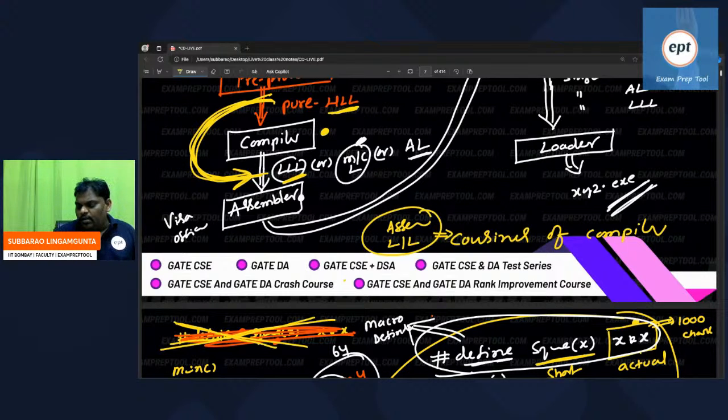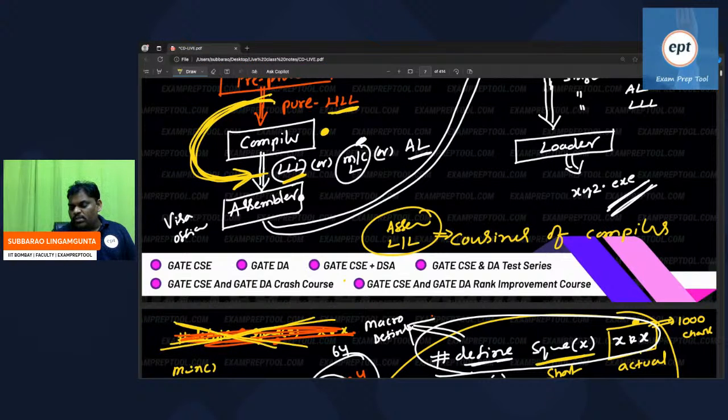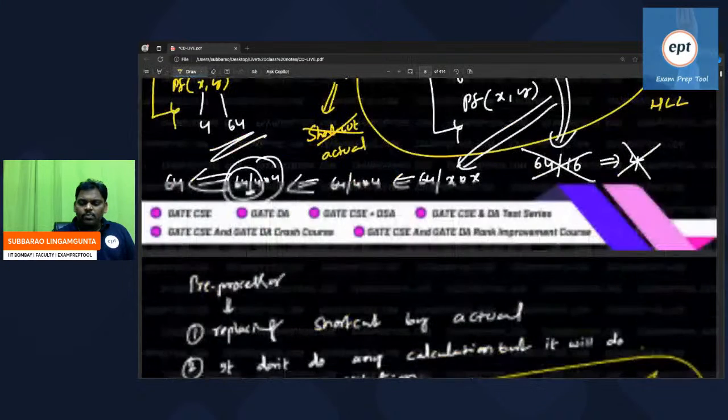In the language processing, after the compiler, whoever is helping, assembler, linker, loader, those are known as cousins of the compiler. Just write this line also. Thank you so much, Varun. It is better to write it one time.